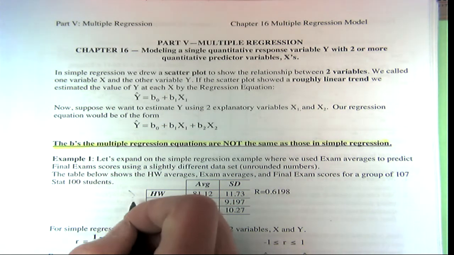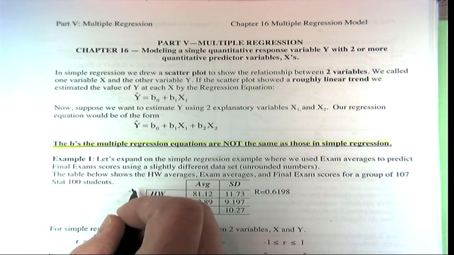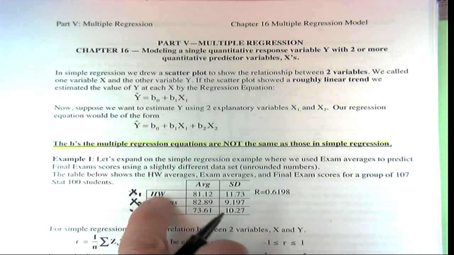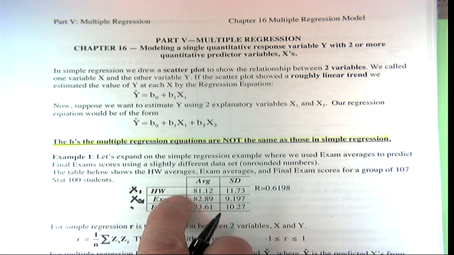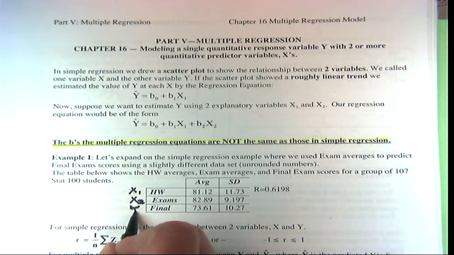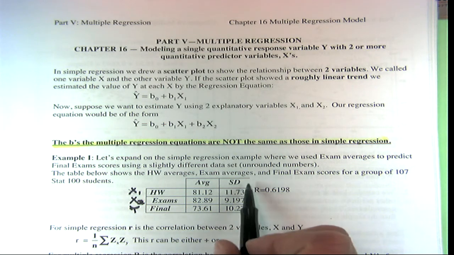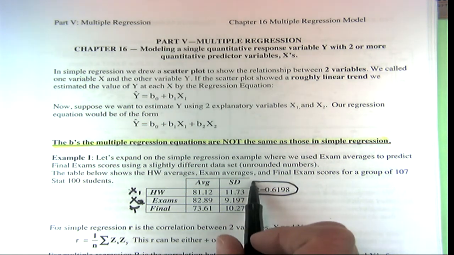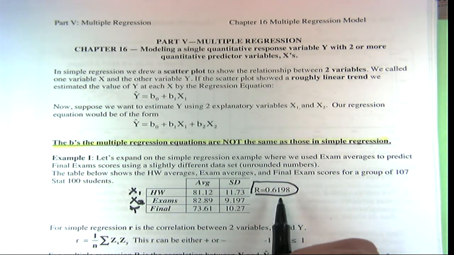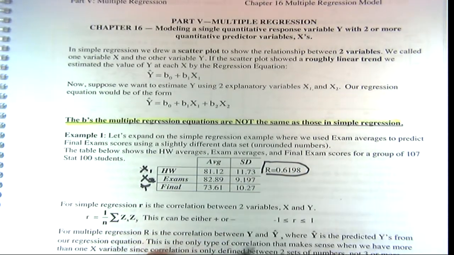Okay, so now we have an x1 and an x2. Let's call homework x1. Let's call exams x sub 2. And here's our y variable, which is the final. And here's this correlation coefficient right here. Now, what is this correlation coefficient? For simple regression, remember what the correlation coefficient is?